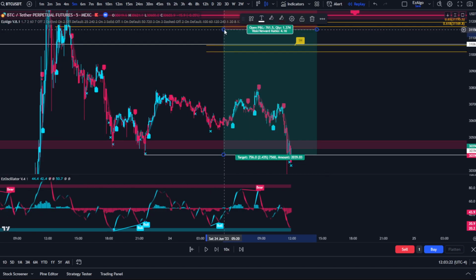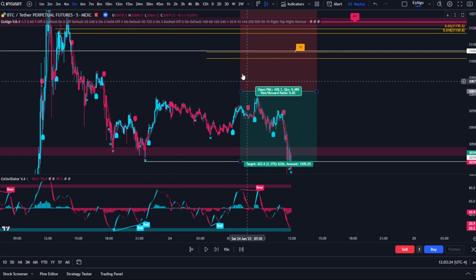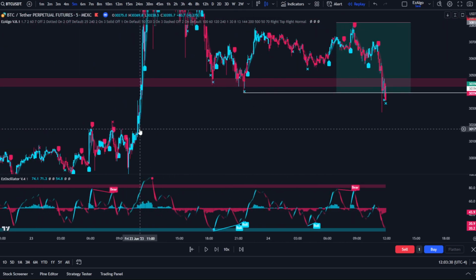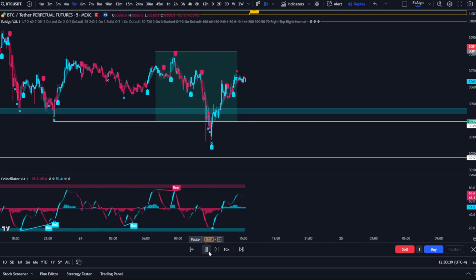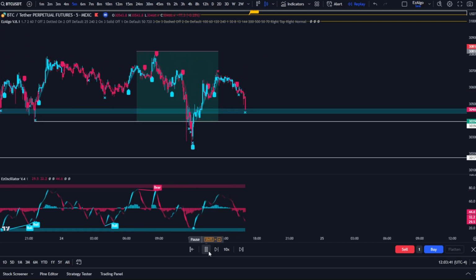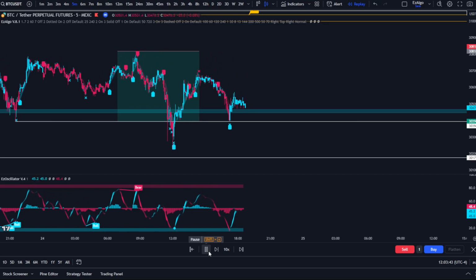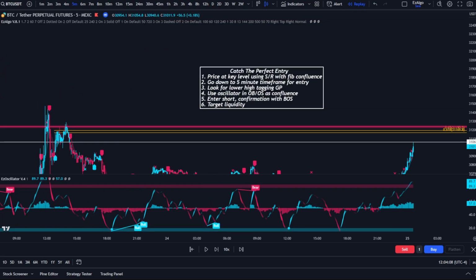At this point, you can trail your stop loss above this swing high, and your TP3 is going to be the next liquidity level. And we'll let price play out. At this point, I do believe we were finally stopped out in profit after hitting both TP1 and TP2. So that is it for the strategy. This is how you can catch that entry on a lower time frame.